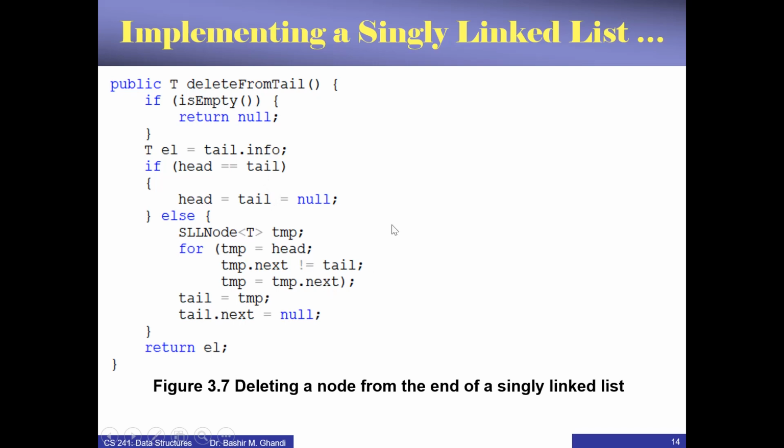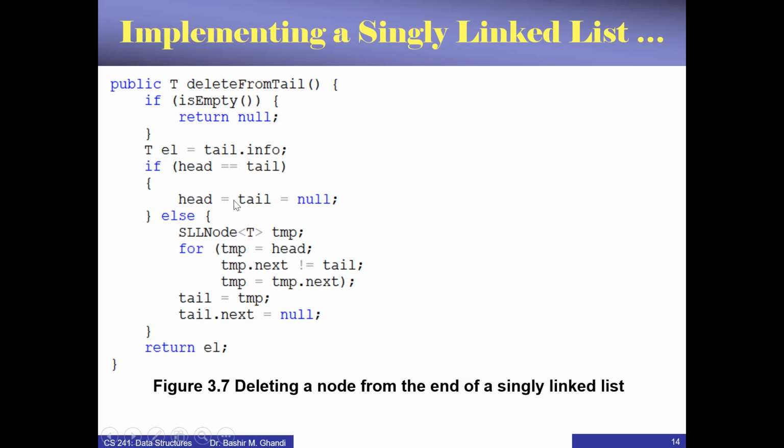In either case, first save the info of the node before you delete it. So since we are deleting from tail, the info we need to save actually is tail.info. So save tail.info in the element and eventually return it. But before you return it, you have to delete the node. Now, deleting the node depends on which of the two scenarios it is. If head equal to tail, it means there is only one node. And as we explained before, the way to delete that node is simply to empty the list by saying head equal to tail equal to null.